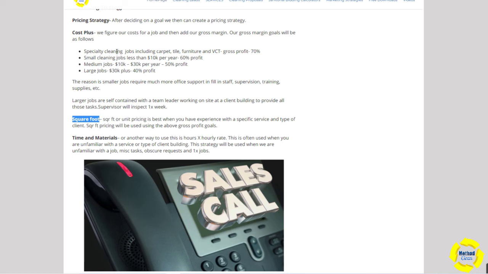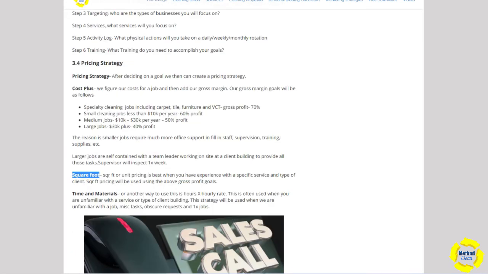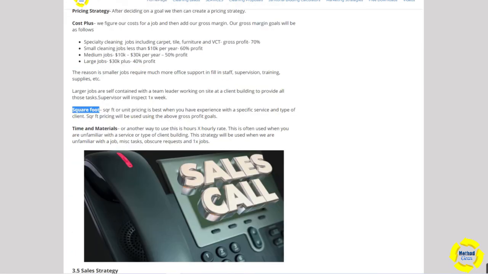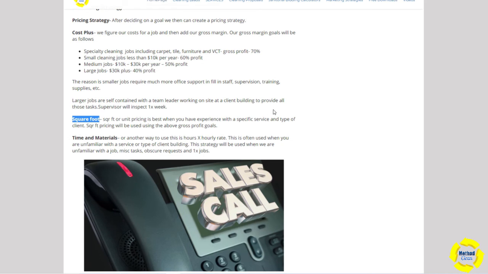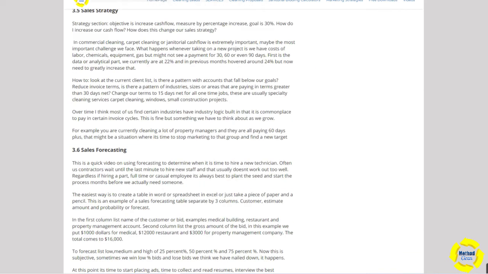This is especially on jobs that you're unfamiliar with. If you've never done a 20,000 square foot job before, then you would want to go cost plus or time and materials. So that's our pricing, deciding our pricing strategy. And there's probably a dozen different pricing strategies, and that is something that you'll have to decide.